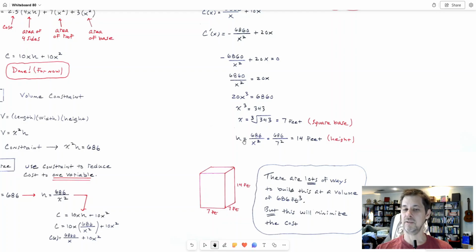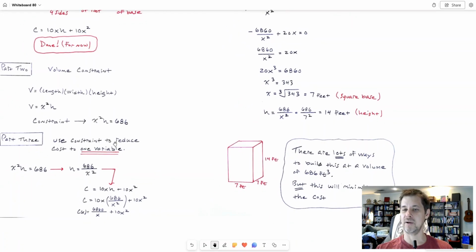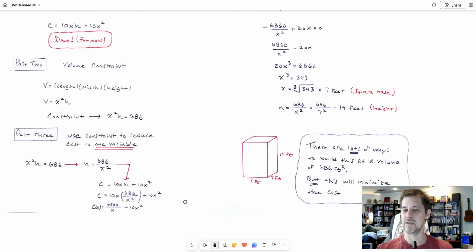How tall it is, well, I'll have to look back in my equations. Is there an equation here that tells me h if I know x? It turns out it's this one. This one right here does that. It says h is 686 divided by whatever x is to the second power. Well, that's exactly what I need to figure out how tall this is. So h is 686 over 7 squared. Turns out to be 14.